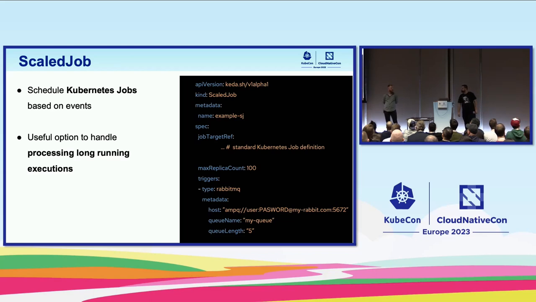This is particularly useful for processing long-running executions. Imagine our consumer application is consuming messages from Rabbit, and based on each message, it is doing some expensive calculation, which may take hours. Then the HPA style of autoscaling is not ideal, because once we consume the message and the workload starts processing it, the metrics go down. So it will be scaling the workload in the process of execution. If you want to keep very long-running jobs, the scaled job is the right option, because you can run very long workloads as Kubernetes jobs based on those events.